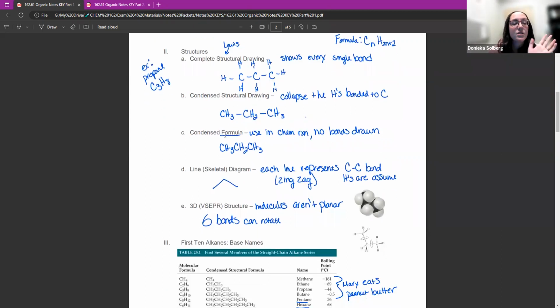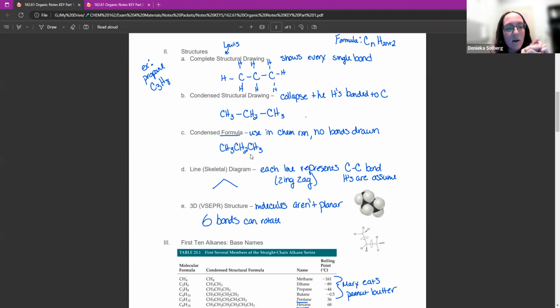The next we have the condensed formula. So we still collapse all those hydrogens onto the carbons, and instead of showing the single or double or whatever bonds they may be, we're just writing out the formula. So this is what we usually use when we're writing a balanced chemical reaction, because it still shows me the connectivity of the molecule, but it doesn't have any bonds shown. So I've got CH3, CH2, CH3. When I see this formula, I assume they're all connected in a line. I know this is an alkane because each carbon has 4 bonds on it. And this is the one that you're going to see a lot of the time, especially in organic.